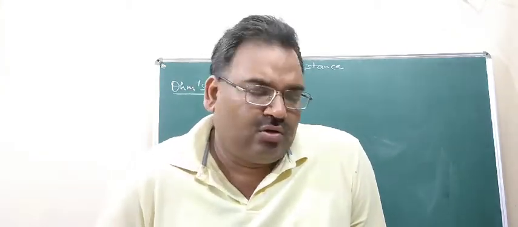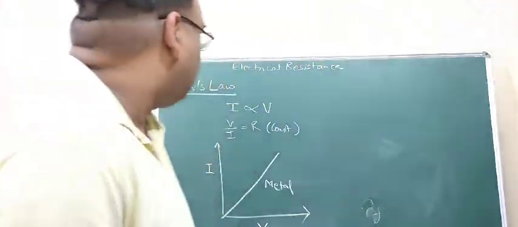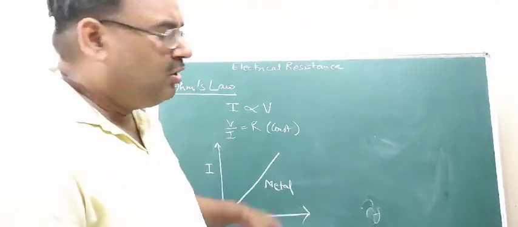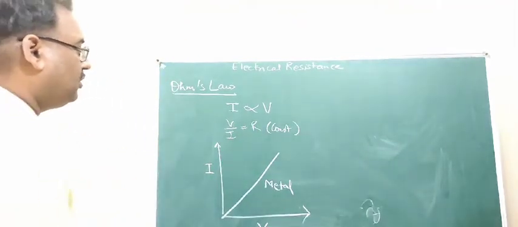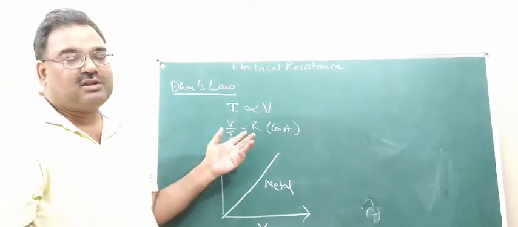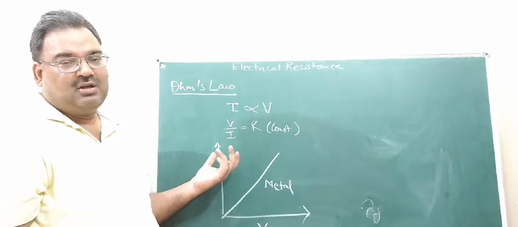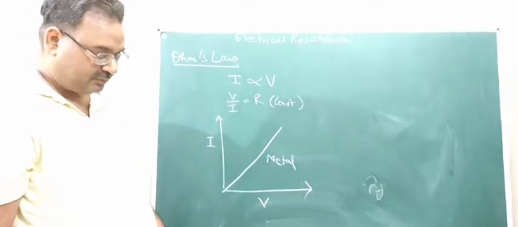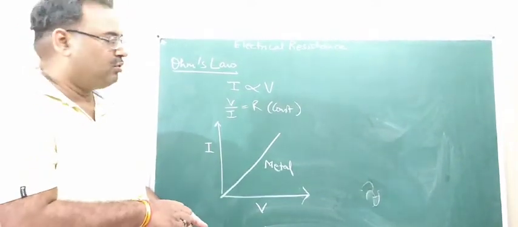So we are talking about Ohm's law. Ohm's law says I is directly proportional to V, or V upon I equals a constant. What is this constant known as? This constant is known as resistance. So resistance is the ratio of potential difference to the current: V upon I equals R.